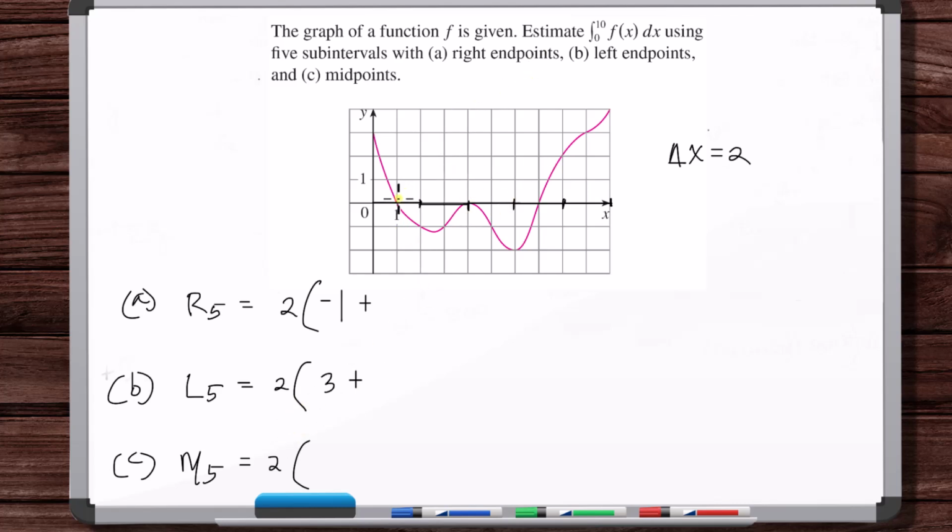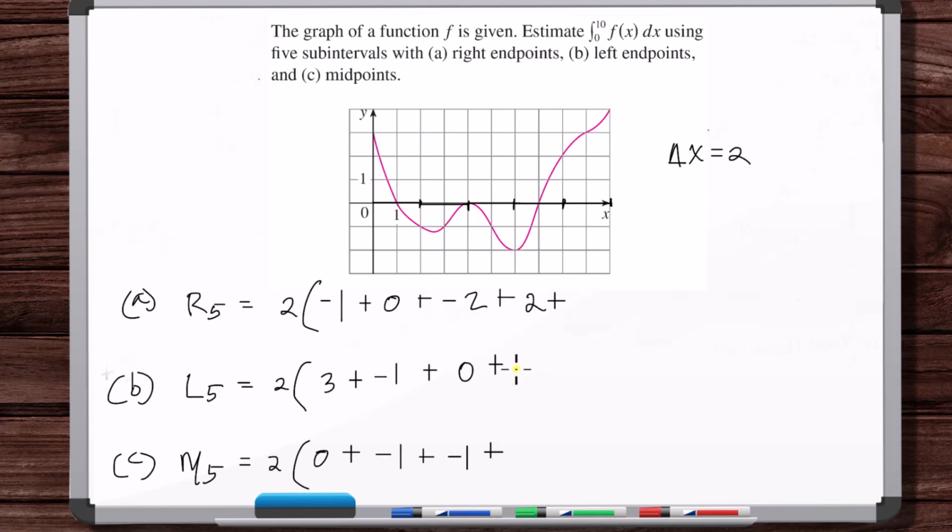What about M? The function evaluated at the midpoint is 0 for the first interval. The second interval, here to here, what's the function evaluated at the right endpoint? It's 0. Left endpoint, -1. Midpoint, -1 as well. Third interval here, right endpoint, -2. Left endpoint, 0. Midpoint, -1.